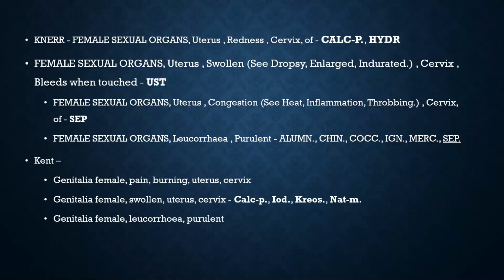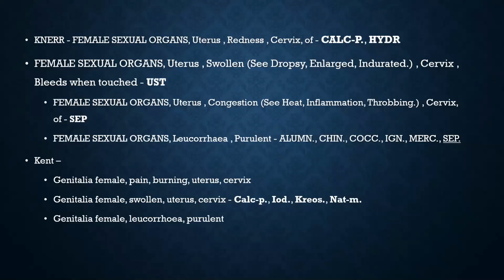Under Murphy's repertory, we have female sexual organs, uterus, redness, cervix. Now, we know the signs of inflammation, the rubor, calor, and all that. So, accordingly, we can take redness, cervix. Now, female sexual organs, uterus, swollen, cervix bleeds when touched. We know that in case of cervicitis, on doing an examination, it will bleed on touch. So, that's what the symptom is. Again, we have cervix, uterus congestion, cervix, or leukorrhea purulent. That's a symptomatological representation of cervicitis.